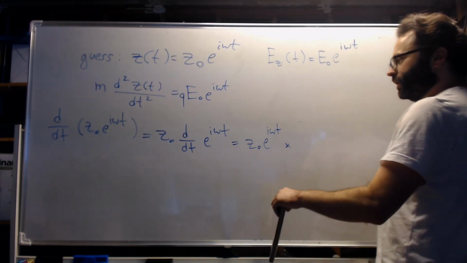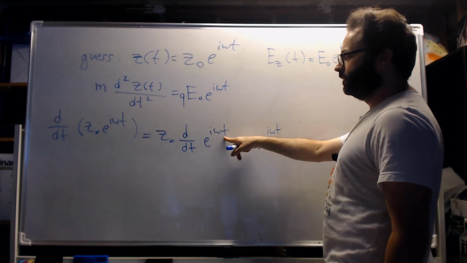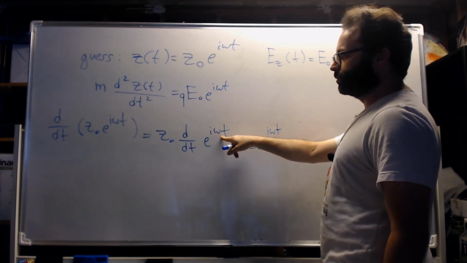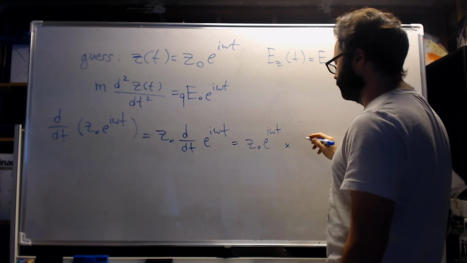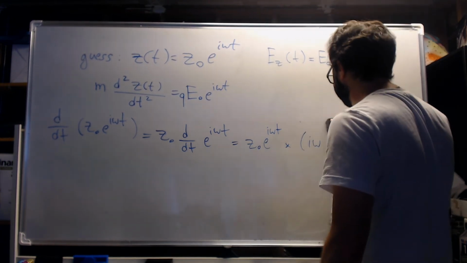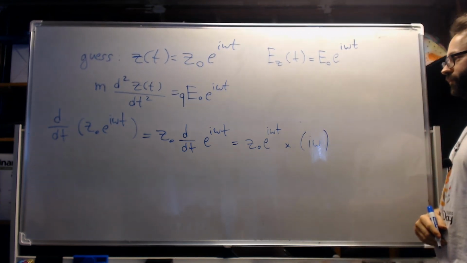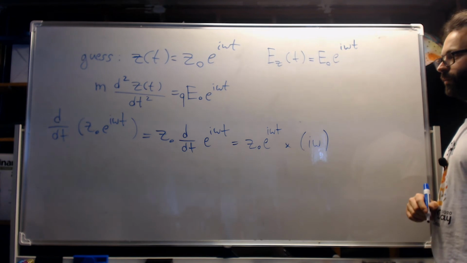The inside function is i omega t. These are constants with respect to the derivative with respect to time, and so we bring down, in a sense, a factor of i omega when we take the derivative of i omega t. So that's the first derivative. Now we've got to take the second derivative.